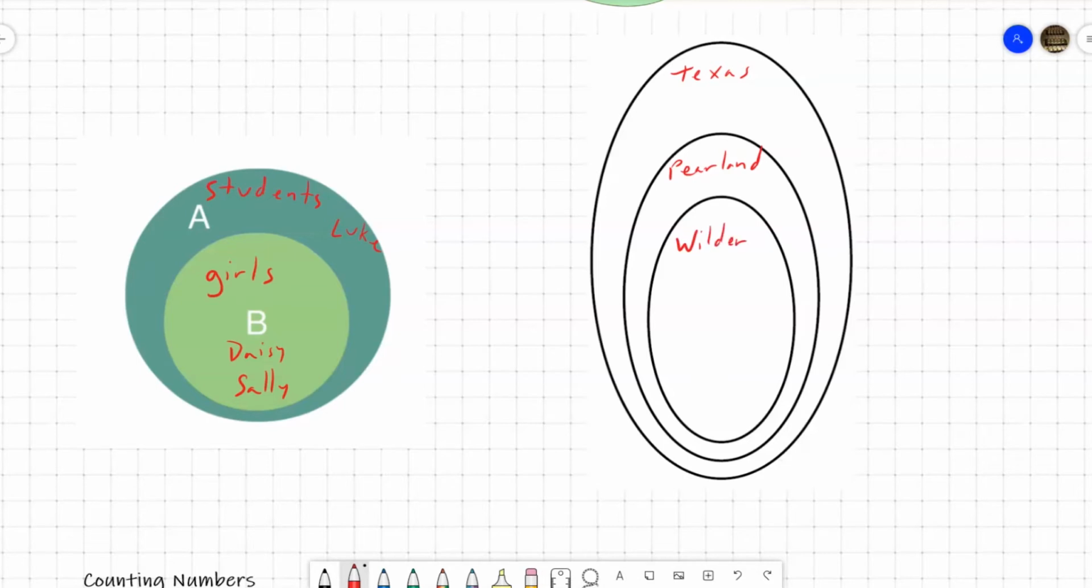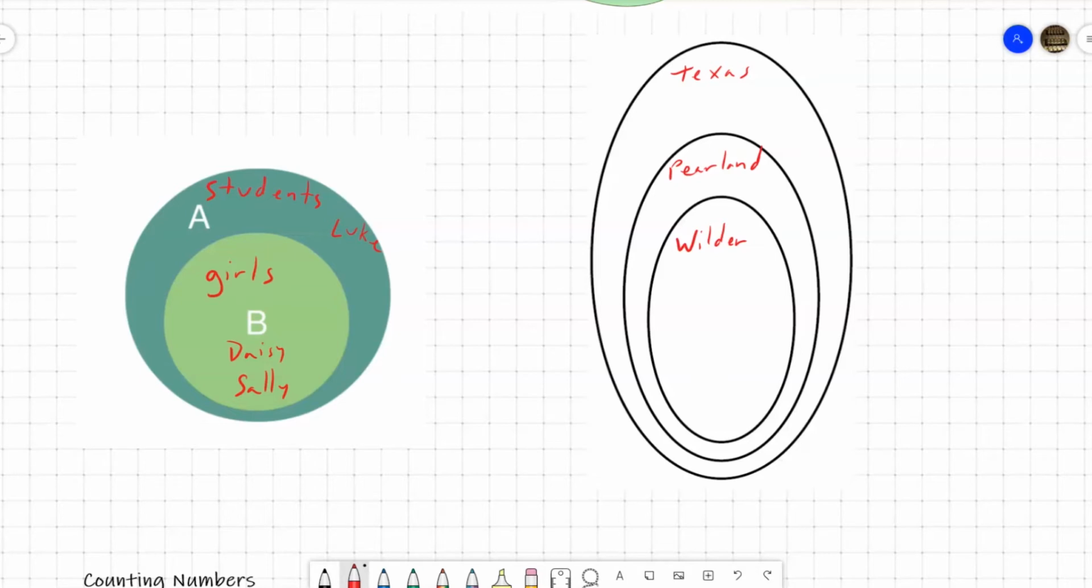And so here I have a nesting Venn diagram with 3 different groups. Notice that all of Wilder, it doesn't matter where I go within Wilder, I am in Pearland. No matter where I go in Pearland, I'm still in Texas. So all of Wilder is in Pearland. All of Pearland is in Texas. Now also notice no matter where I go in Wilder, I'm still in Texas. So all of Wilder is also in Texas. So these are showing the relationships of these sets and subsets, or the groups within a group. And so all of Wilder is part of Pearland. All of Wilder and Pearland are part of Texas. So that's important to know.